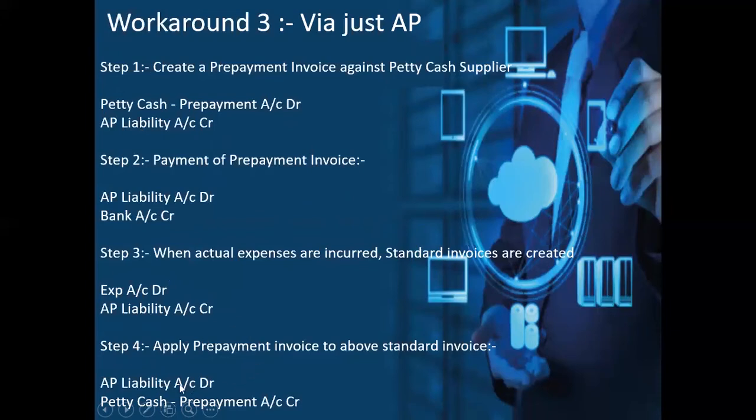Whenever you apply a prepayment, your AP liability account will be debited and your petty cash prepayment account will be credited. Again, if you look at the net accounting entry, the AP liability account got credited and debited; these are knocked off. The petty cash prepayment is created here and the petty cash prepayment account is debited here; these are also knocked off. So if you look at the overall net accounting entry, your expense account is debit and your bank account is credit. That's the accounting entry.